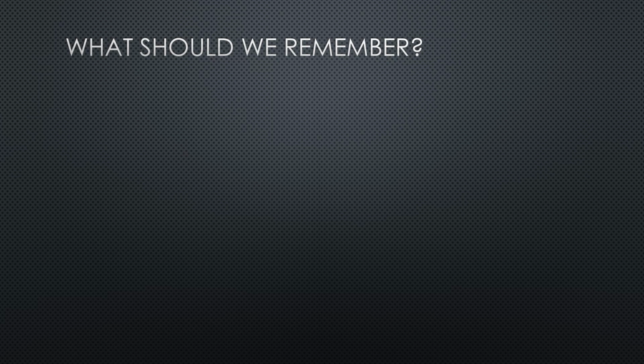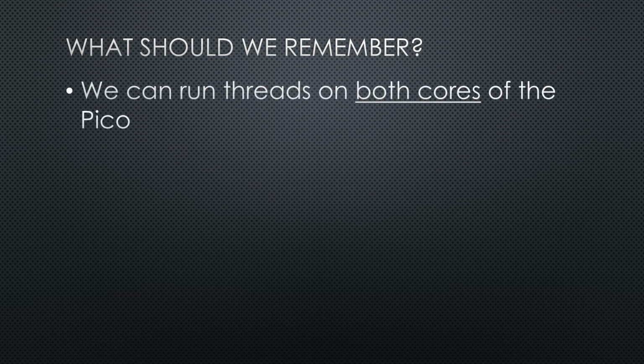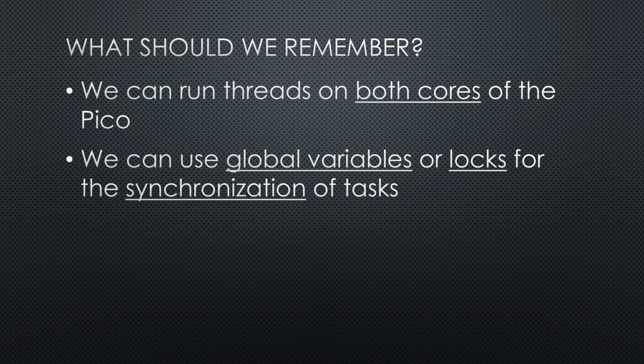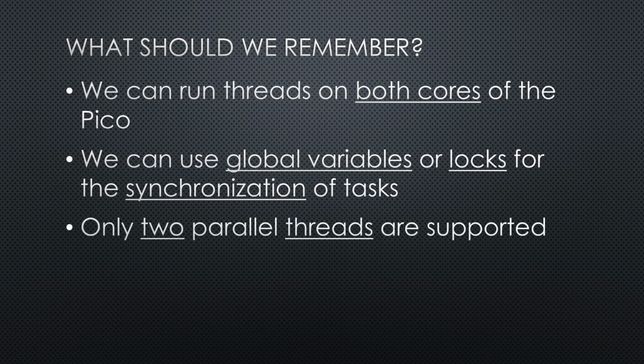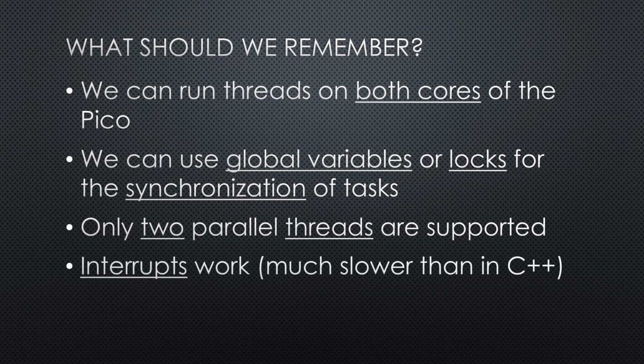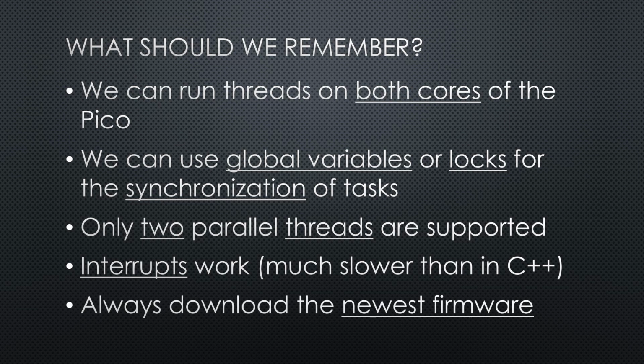So what should we remember from this video? Already now we can use threads on both cores of the Pico. If needed, we can use global variables or locks for the synchronization of tasks. Because MicroPython is not an RTOS, we have to stop at 2 threads. Also, interrupts work. Currently, they are much slower than in C++. The programming of the two core functionality is not finished yet, so always download the newest firmware.